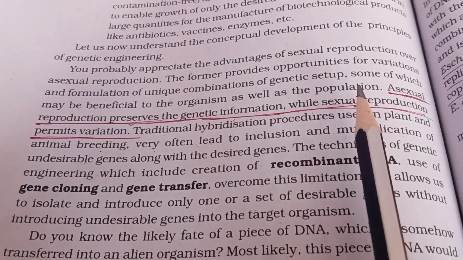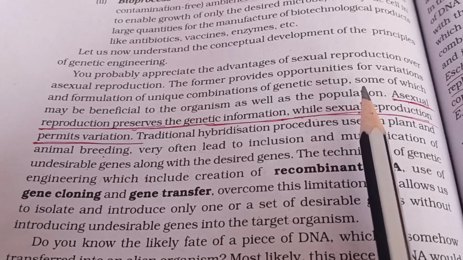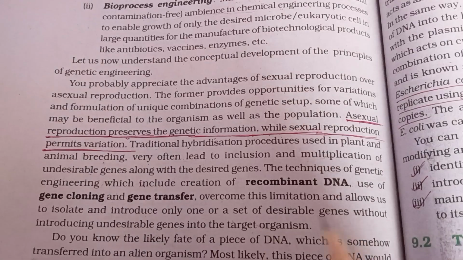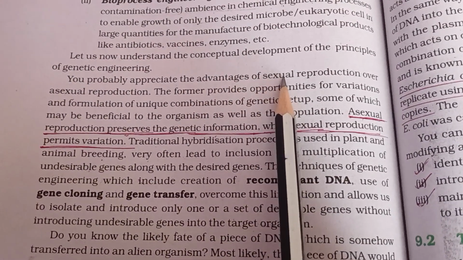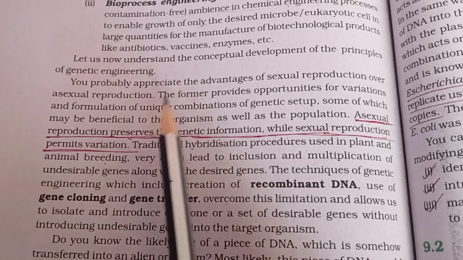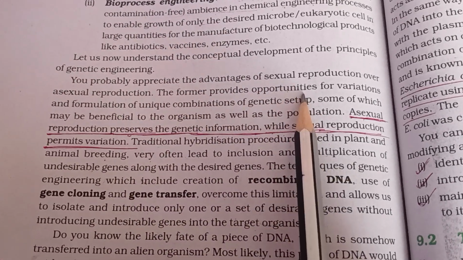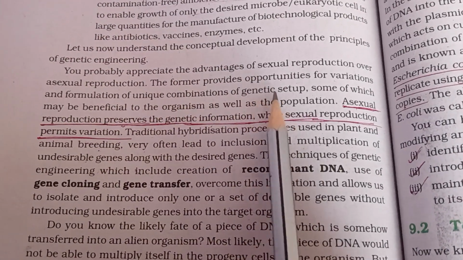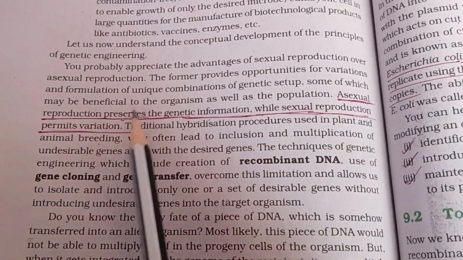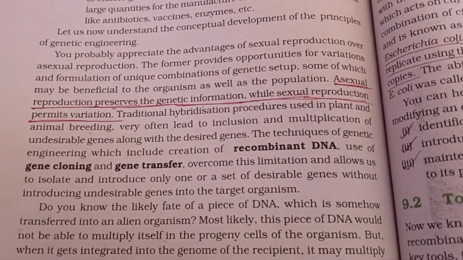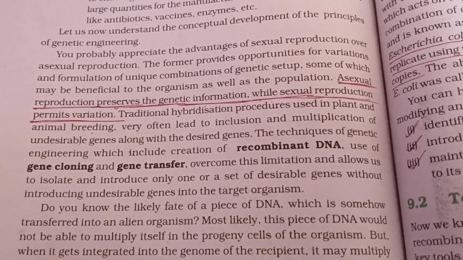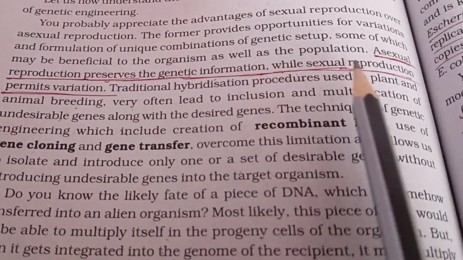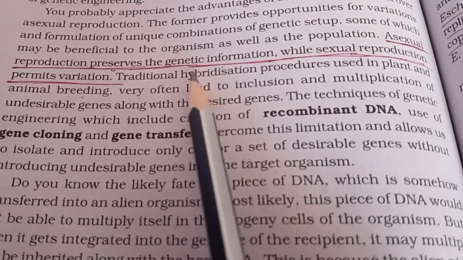Let's now understand the conceptual development of the principles of genetic engineering. You probably appreciate the advantages of sexual reproduction over asexual reproduction. The former provides opportunities for variations and formulation of unique combinations of genetic setup, some of which may be beneficial to the organism as well as the population. Asexual reproduction preserves the genetic information, while sexual reproduction permits variation.